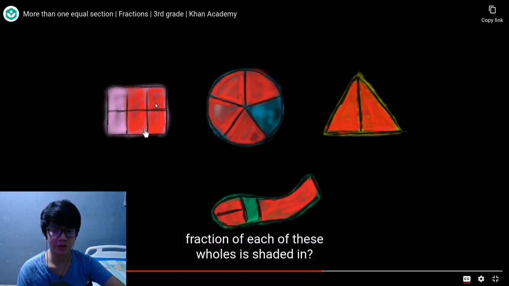Alright, that's 4, 6, 5, 4/5. That's 2, 2, and what the hell is this? It's so weird, man. But they're not equal parts.